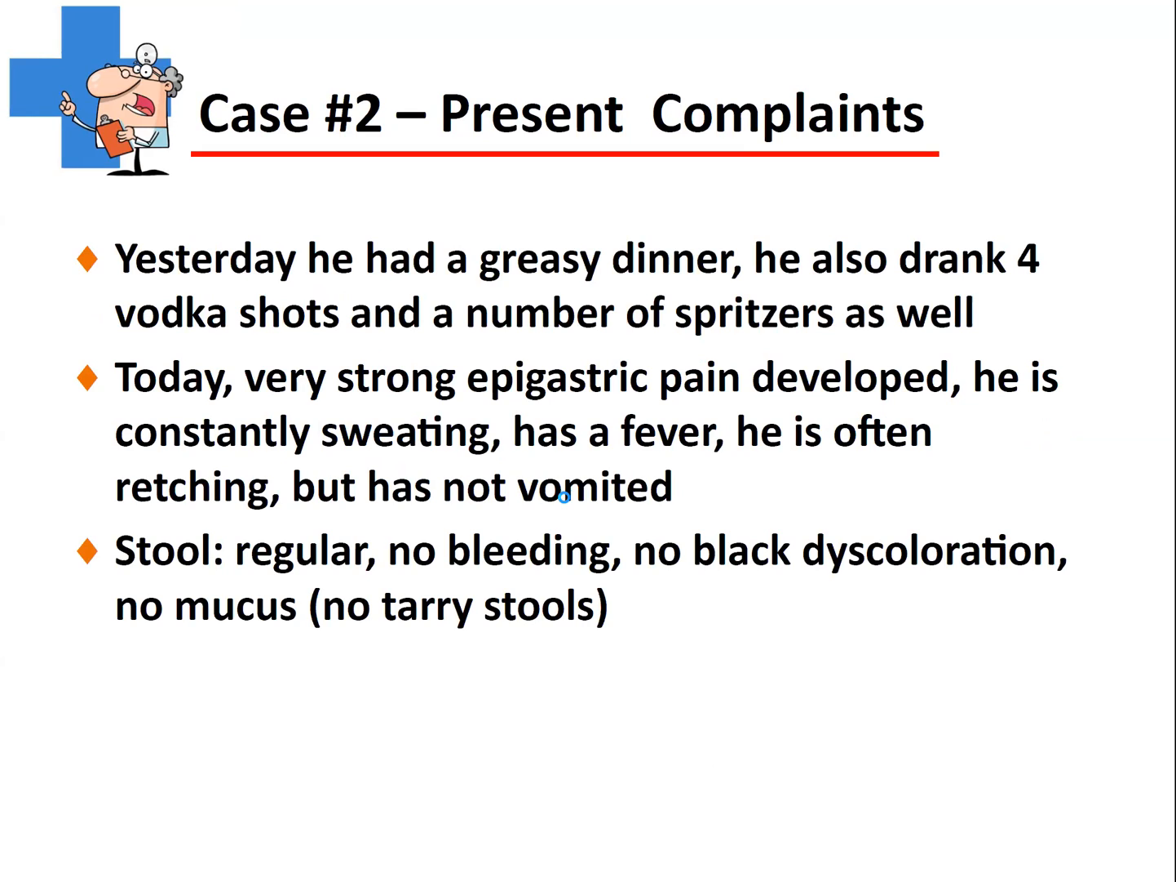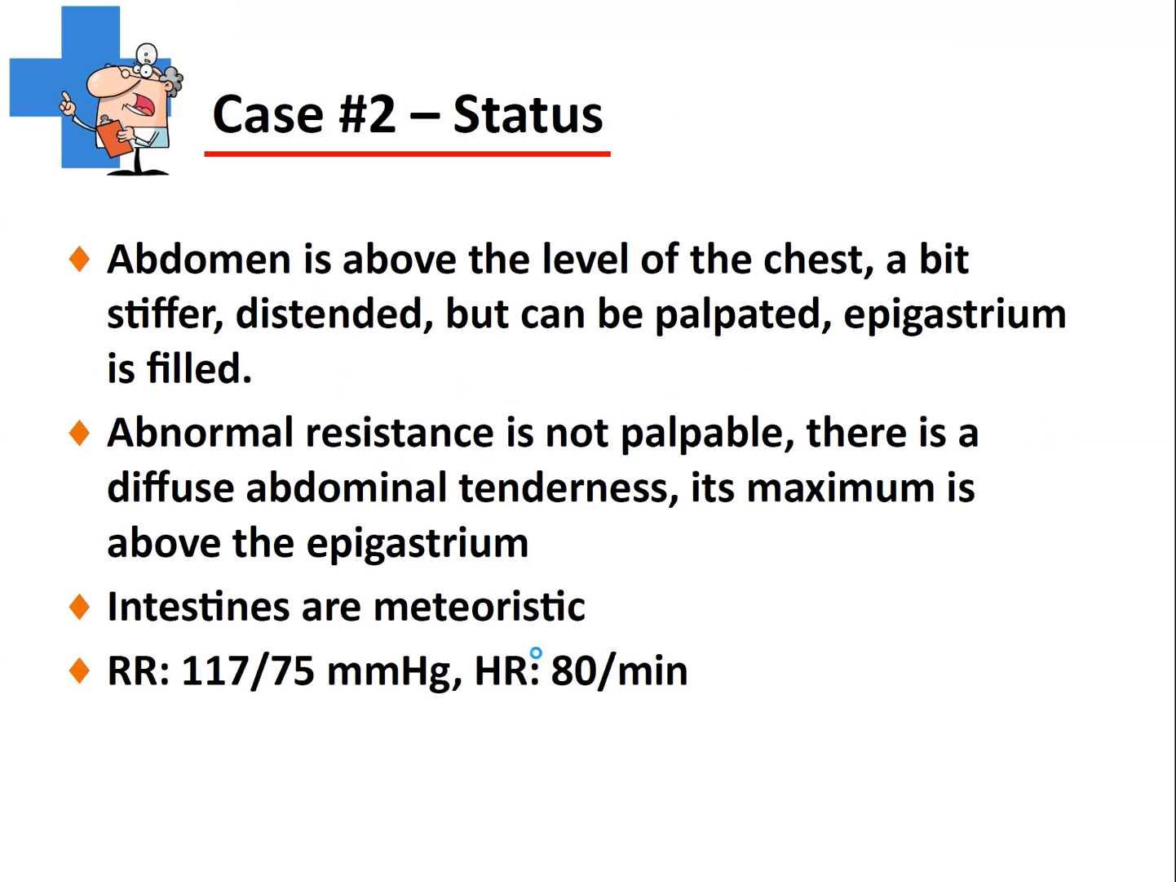He is constantly sweating, has fever, and he's often retching, but has not vomited. Stool is regular, no bleeding, no black discoloration, and no mucus or tarry stool. Okay, the abdomen is above the level of the chest, a bit stiffer, distended, but palpable, so there is no defense at all. The epigastrium is full. Abnormal resistance is not palpable. There is diffuse abdominal tenderness, and its maximum is over the epigastrium.